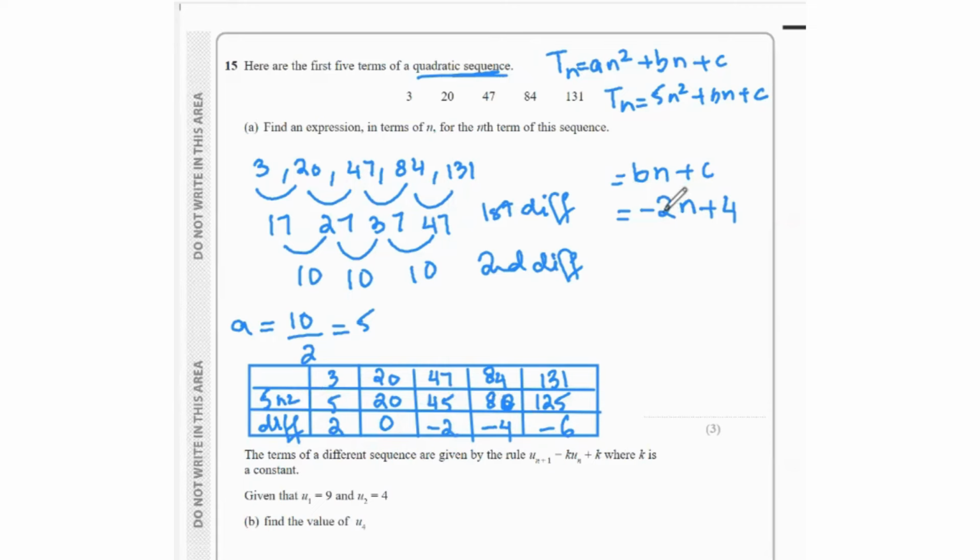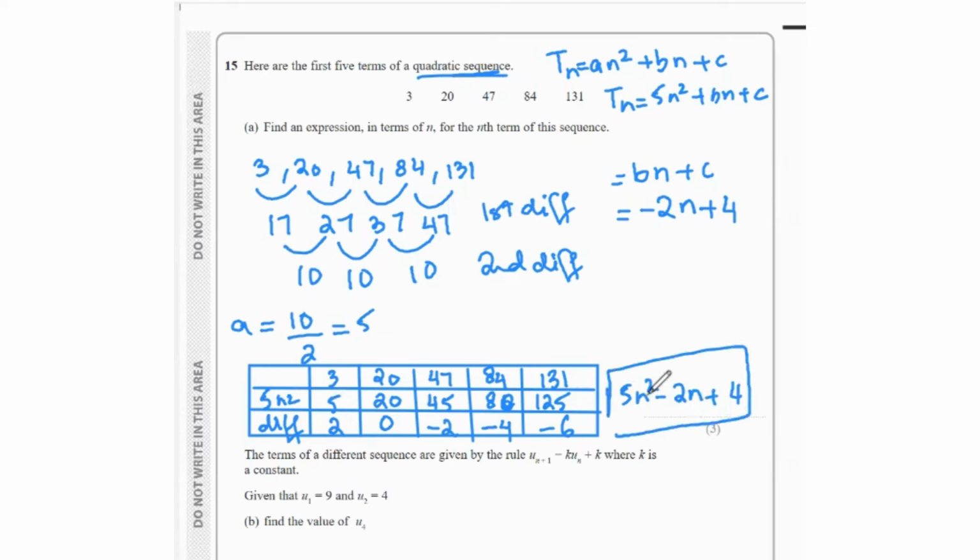So b is negative 2. Negative 2 is the difference between the difference of the original sequence and this new sequence that we create using 5n squared. And c is 4. So your nth term is 5n squared minus 2n plus 4. That is the final answer.